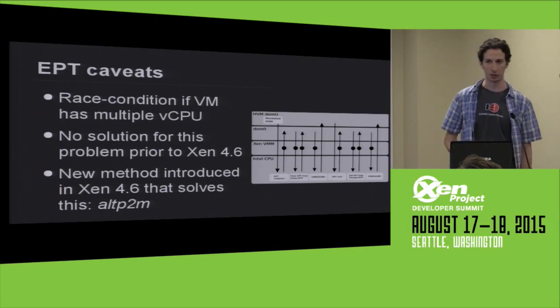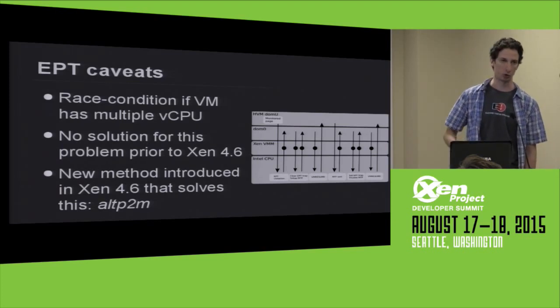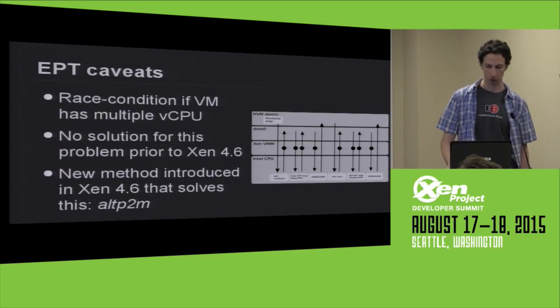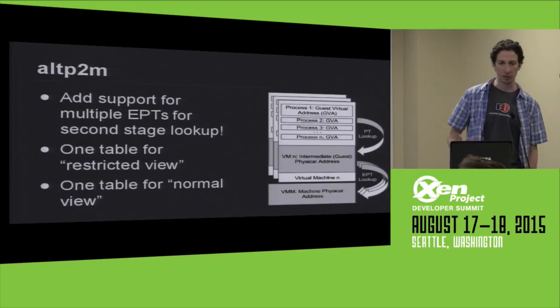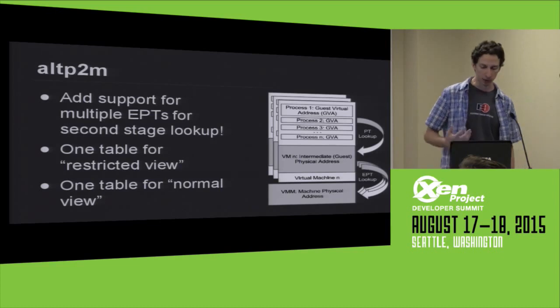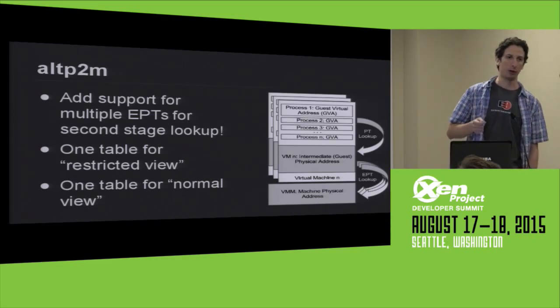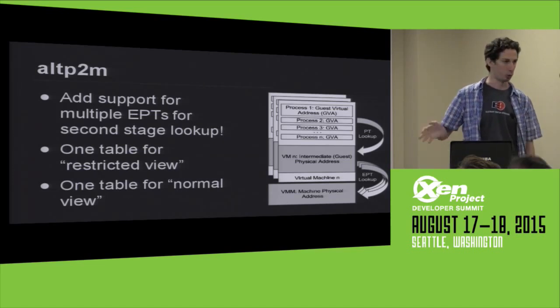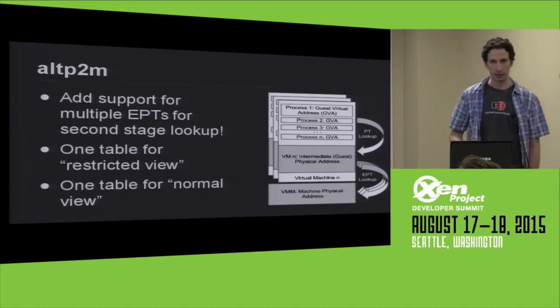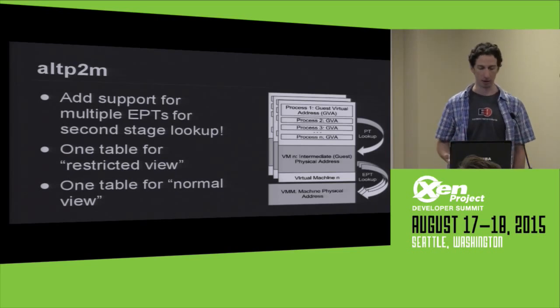But in Xen 4.6, the Alt-P2M system has been introduced that helps solve this problem. What Alt-P2M really adds is the possibility to define multiple EPTs for each virtual machine. Previously, in the VMCS we just had one EPT pointer saying this is the table that should be used for translation. Of course, the VMCS on Intel supports up to 512 page tables, just no one uses it. With Alt-P2M, the Intel guys actually added support for up to 10 pages, which is already very nice.